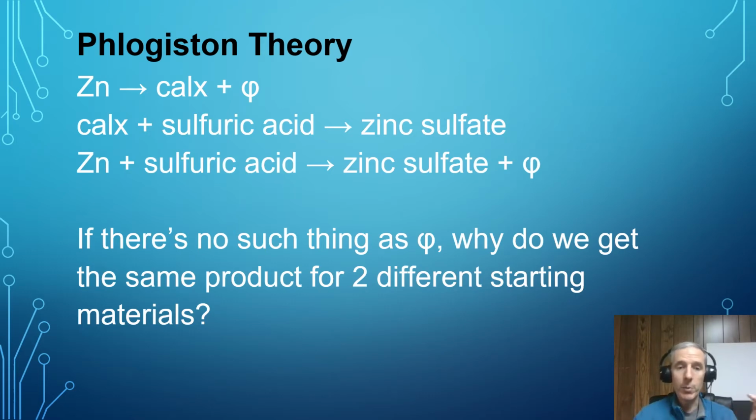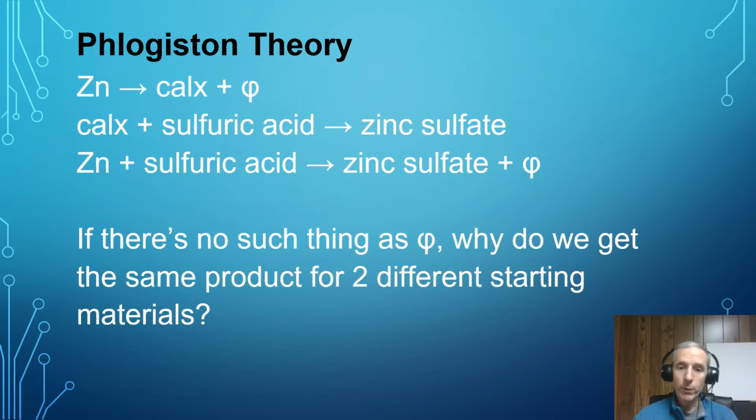Another example of this would be zinc. If we take zinc and we were to ignite it, we would release the phlogiston, and we would produce this calx, which I would call zinc oxide. Okay. And if we take that calx and add sulfuric acid, we would end up with zinc sulfate. If we take zinc, which still has the phlogiston, and add sulfuric acid, we end up with the exact same chemical, but now we release this phlogiston, which is hydrogen gas. So in the phlogiston model, this makes sense.